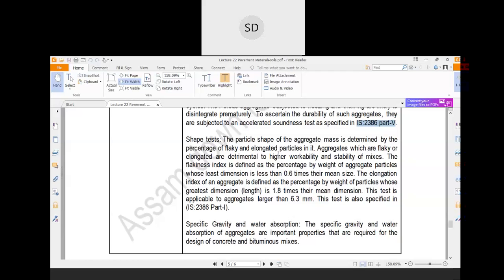And another type of particle is elongated particles. As the name suggests, they will be longer. So their length would be 1.8 times more than their average dimension. This type of flaky and elongated particle you always have to avoid, because they will adversely affect the interlocking properties of the aggregate.